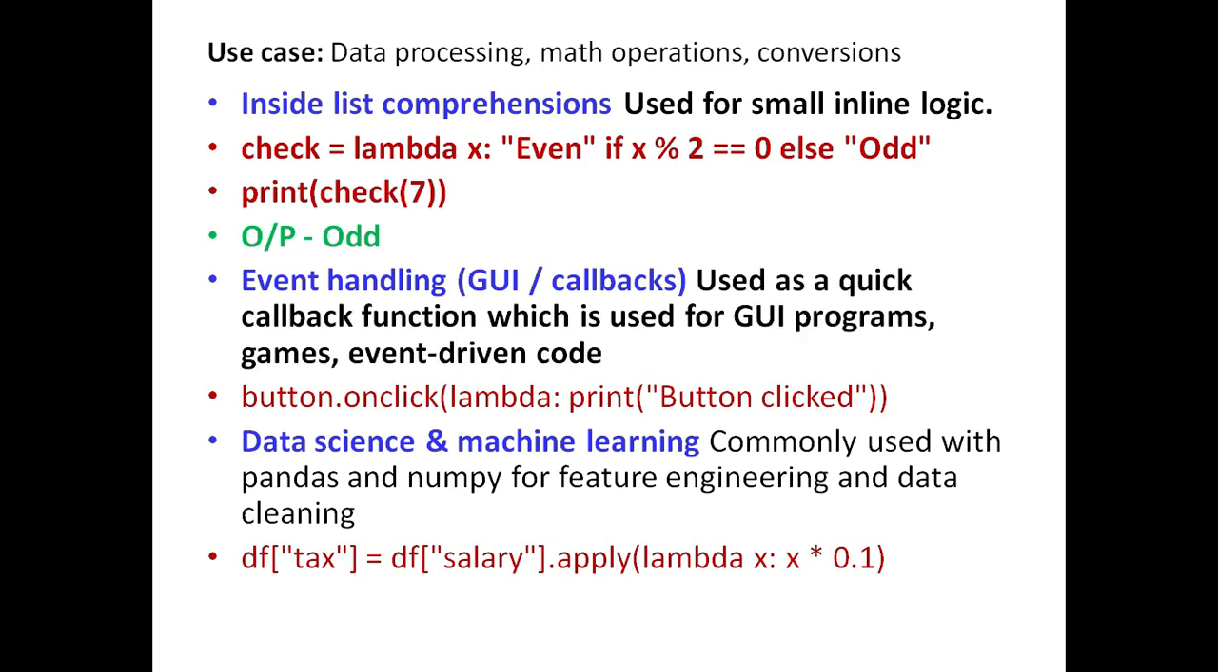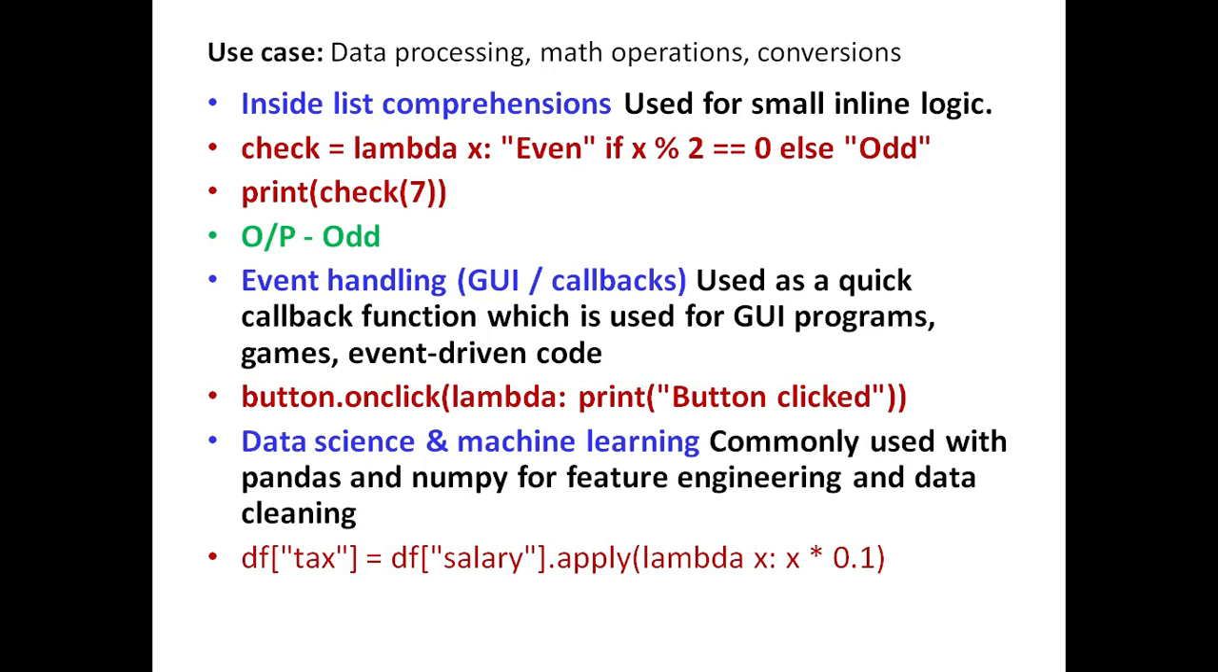We can use the lambda function as a quick callback function, which is used for GUI programs, games and event-driven code. For example, for a button on-click event, we will use a lambda function to print button is clicked. We can also use it with databases and machine learning, where it is commonly used with pandas and numpy for feature engineering and data cleaning.